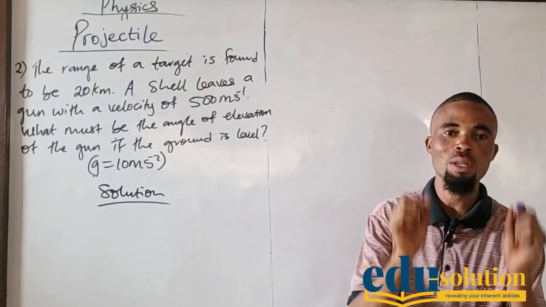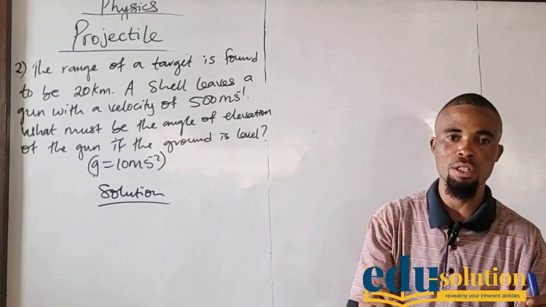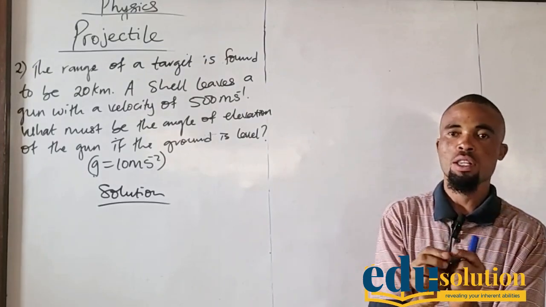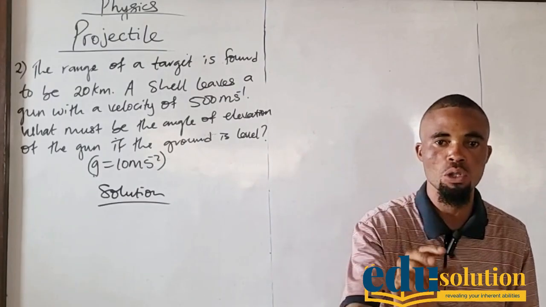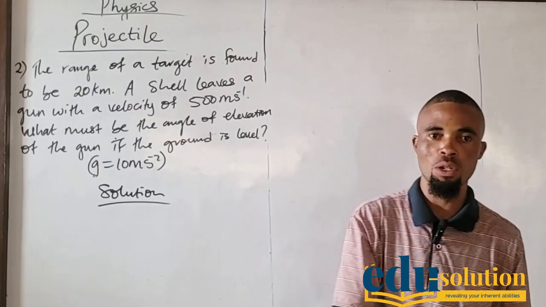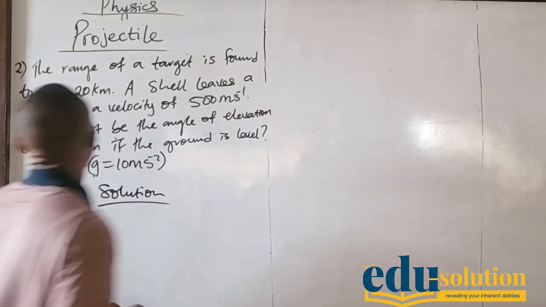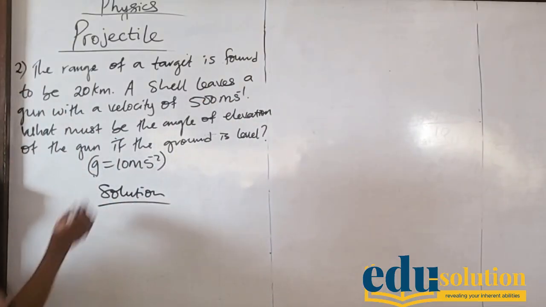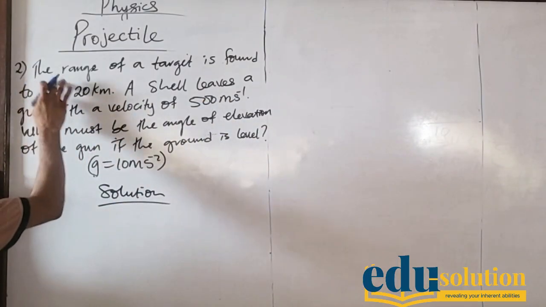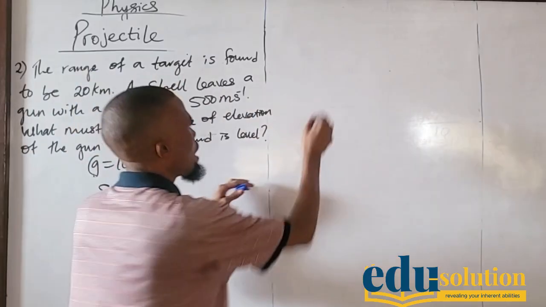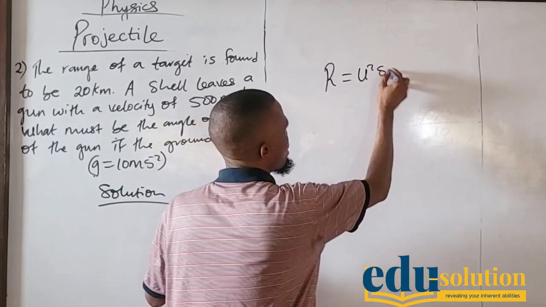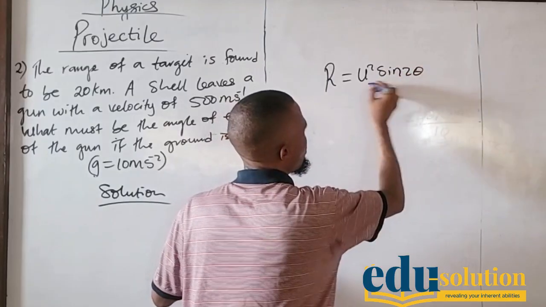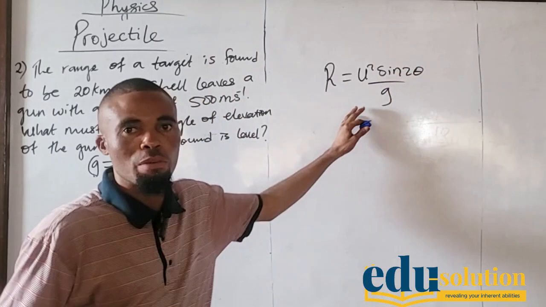Like I have always been telling you, in physics, so as not to be confused, because students don't know the formula to use, when you have any question, the first thing you do is to bring out the parameters. So that's what we are doing right away. If you check the question, the range of a target. So I thought about range, which is equal to u squared sine 2 theta over g. So this is the formula for range.